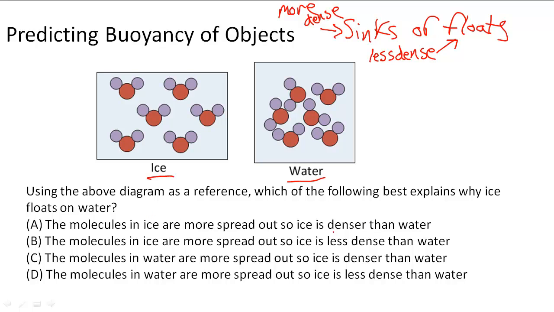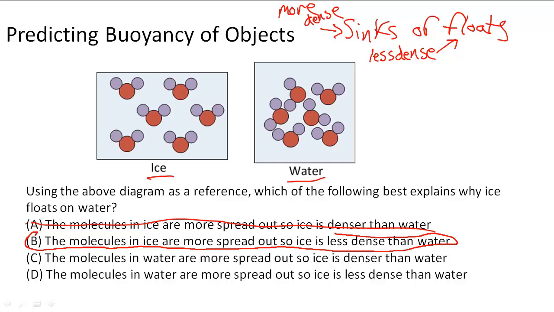So we know that if it's denser than water, it's going to sink. So that's not true, because the problem says it floats on water. So A is wrong. Now B says the molecules in ice are more spread out, so ice is less dense than water. Exactly. If it's less dense than water, then it's going to float. Because of the density of ice being less, it's going to float, and that can help us predict the buoyancy, and so B is the answer.